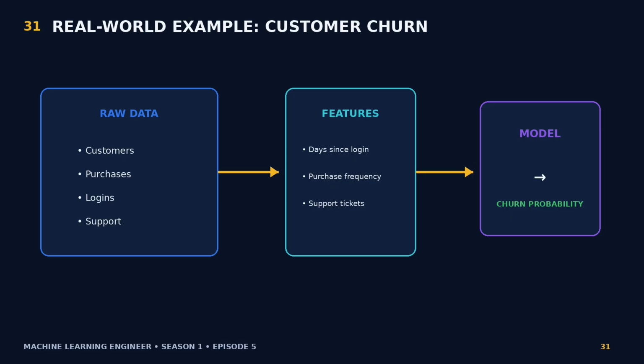We may collect raw customer information from purchases, logins, and support interactions. From this, we create useful features such as days since last login, purchase frequency, and number of support tickets. Those features go into our model, and the model produces a churn probability. This is what data processing and preparation looks like in a real ML project.